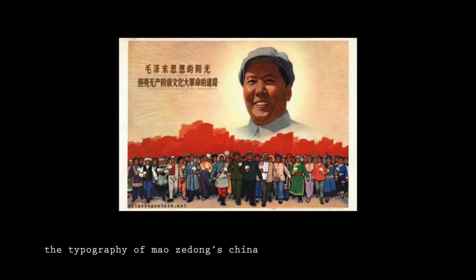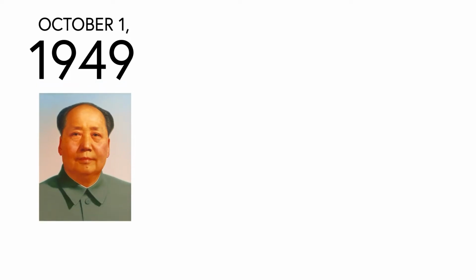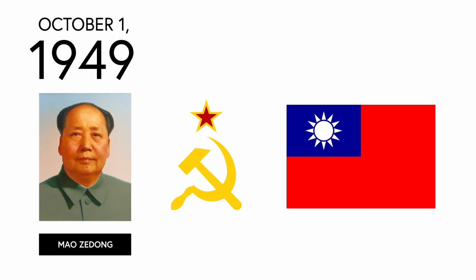Today, we're going to be taking a look at the design and typography of Chinese propaganda posters during the reign of Mao Zedong. It's October 1st, 1949. Zedong, chairman of the Chinese Communist Party, has just established the People's Republic of China, or CCP, after seizing control of the country following a civil war with the Nationalist Republic of China, dating back to 1927.